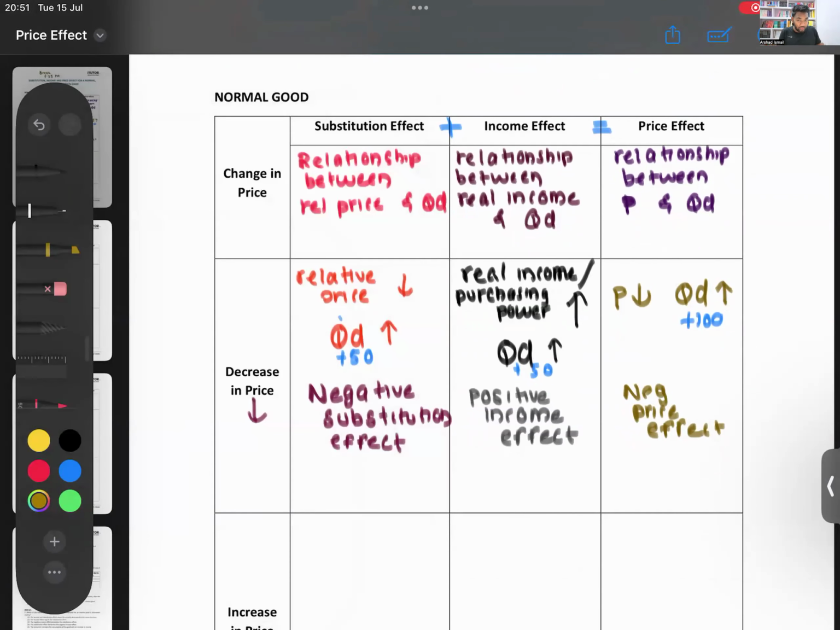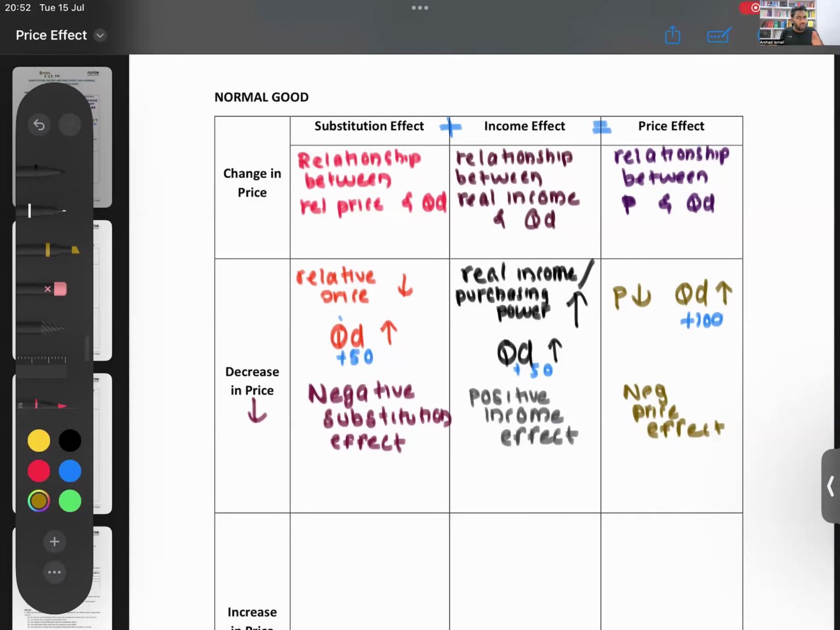So for a normal good, when the price of the good decreases, the relative price of the good also decreases. As a result, what happens? The quantity demanded for the good will increase. This means that there is a negative substitution effect for a normal good when the price decreases. You can write that in multiple ways, right? So the first thing that I dictate will be different for this. So for this price change, that is the story.